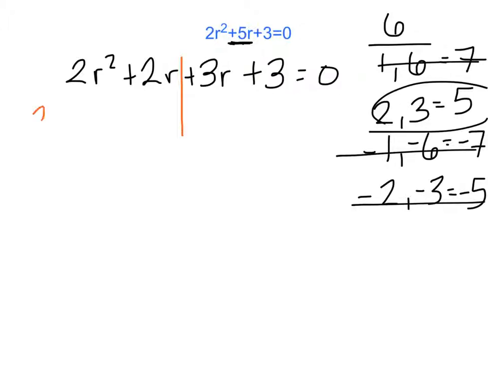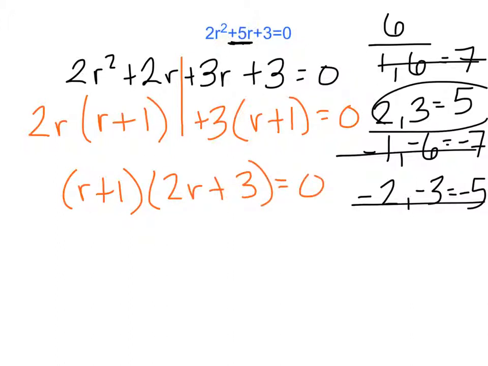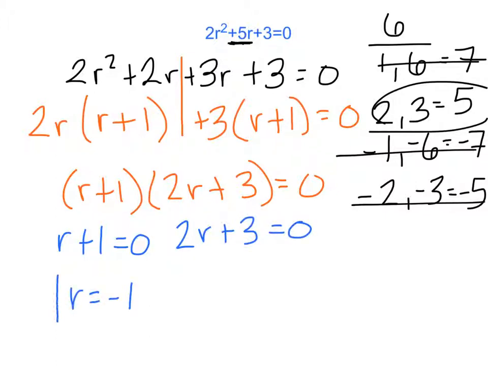We take out your GCF, 2r, leaving r plus 1. We take out a plus 3, which leaves r plus 1. So it becomes r plus 1 times 2r plus 3 equals 0. We set both of those equal to 0. r plus 1 equals 0. 2r plus 3 equals 0. r equals negative 1 is one answer. And then 2r equals negative 3. We divide by 2. r equals negative 3 over 2.